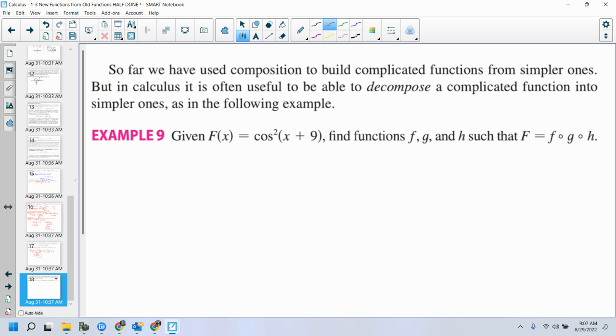All right, last thing. Let's work it backward. Say we're given a function and we wanted to decompose it. We're looking at what are the pieces and parts inside there. For example, here we have capital F of x is equal to cosine squared of x plus 9. Let's find functions f, g, and h such that capital F is f of g of h.